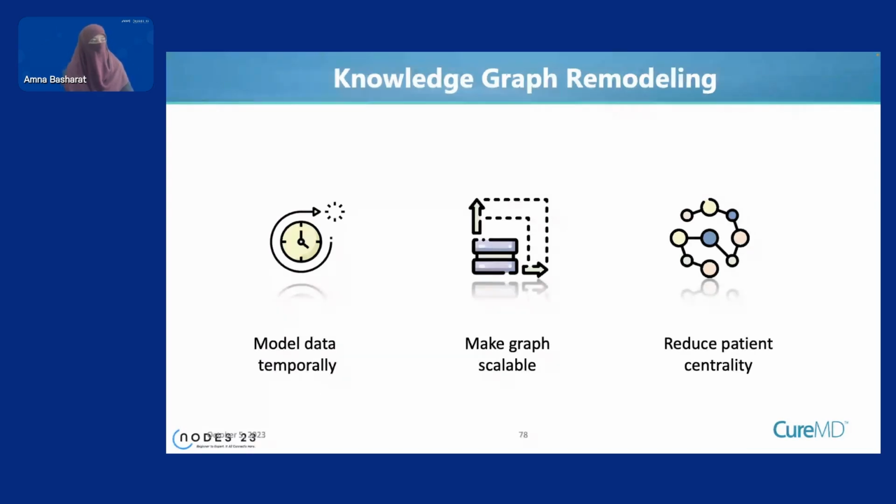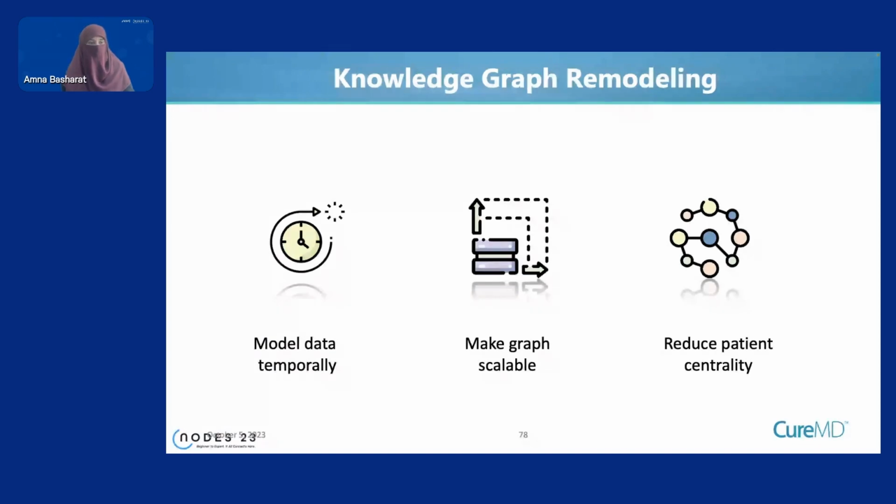So initially, we did not model the data in our graph temporally. And so that's what we are looking to do now. We are also looking to scale the graph. We focused initially only on the oncology patients, but now we are trying to expand the graph to all possible diseases. Let's say our next target is to grow up to 17 million patients, hopefully.